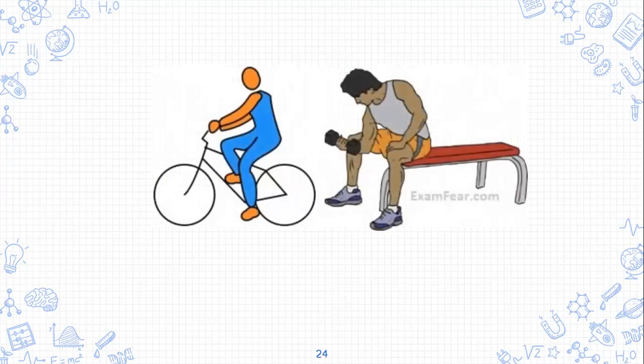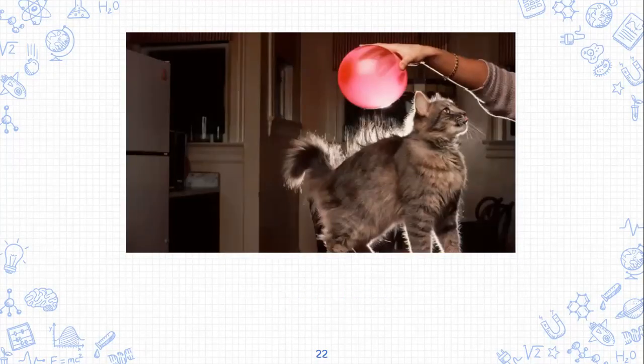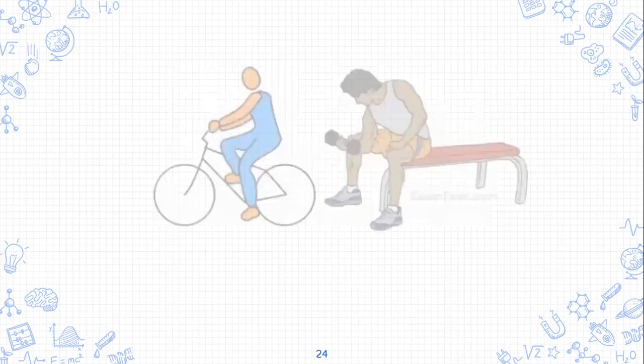Then we'll see this force, which is muscular force. From the image you can see muscular force is something where we use our muscles. For example, lifting weights or cycling, we use our muscles. That is called muscular force. Okay, so we did 4 types of forces: gravitational force, electrostatic force, frictional force, and muscular force.